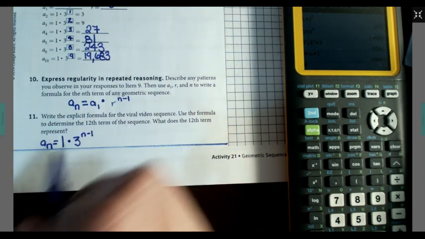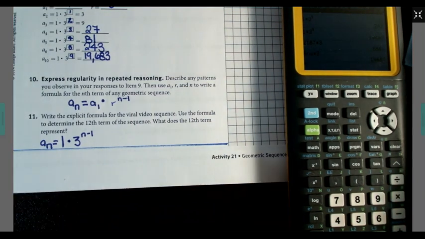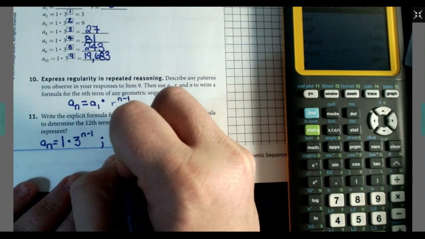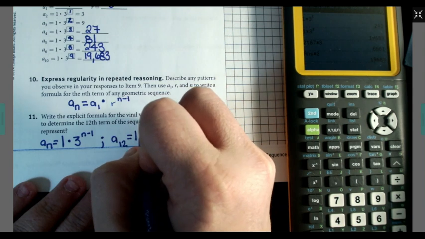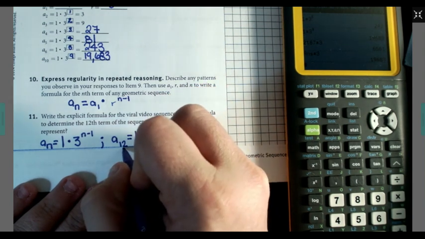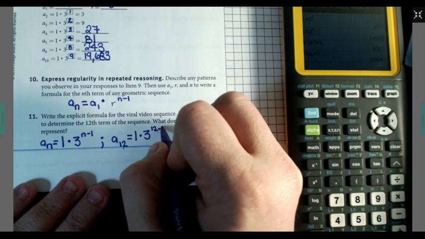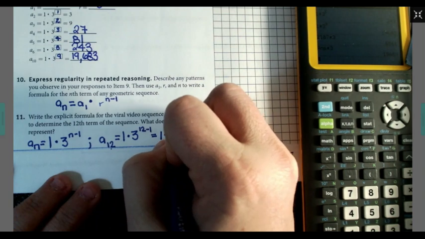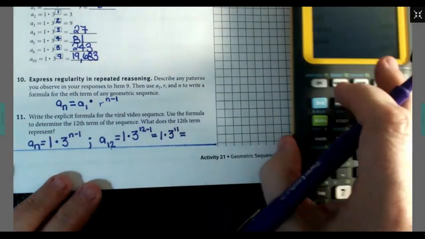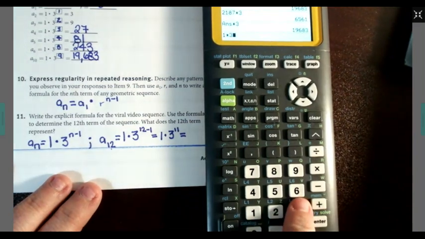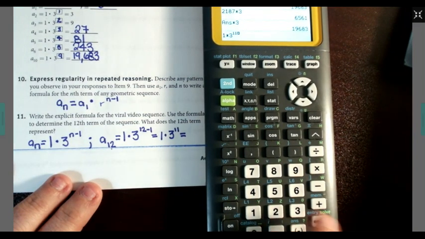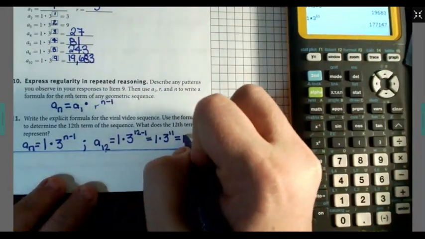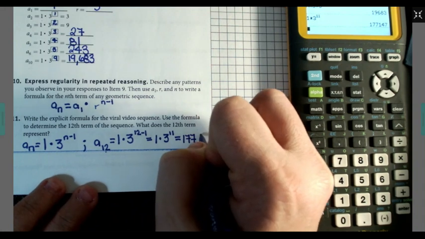And we're looking for the n minus 1 for my exponent. Now it asked me to find a sub 12. So we're going to plug in 1 times 3, but where n is, I'm going to put in 12. What is 12 minus 1? 11. So I want to find out what 1 times 3 to the 11th power is. 1 times 3, my caret key, 11, 177,147.